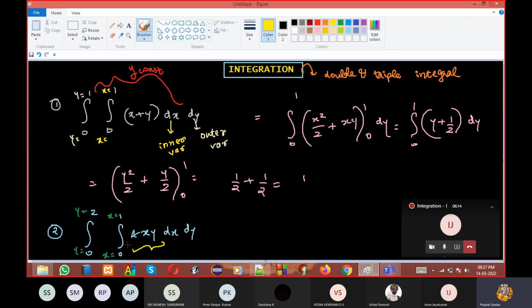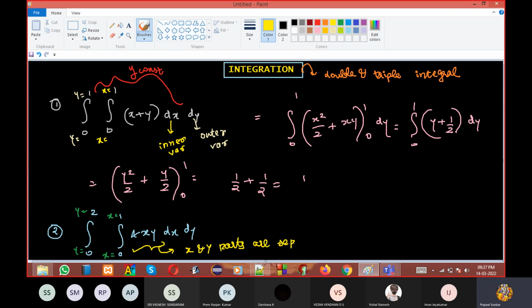The x and y parts are separable. Clear? The x and y parts are separable. When x and y parts are separable, you can split the entire integral into two different integrals. I'll show you how that's possible.